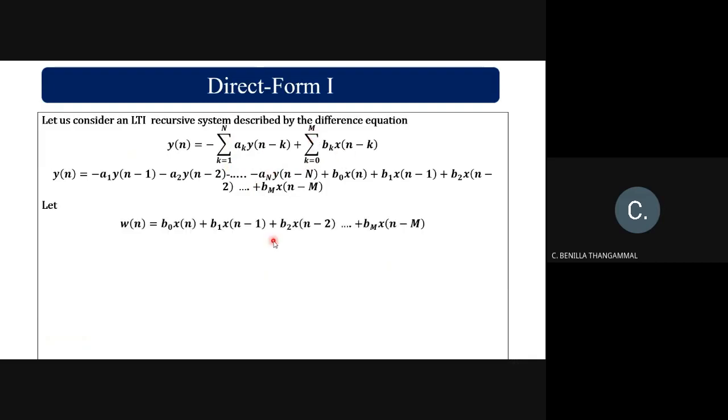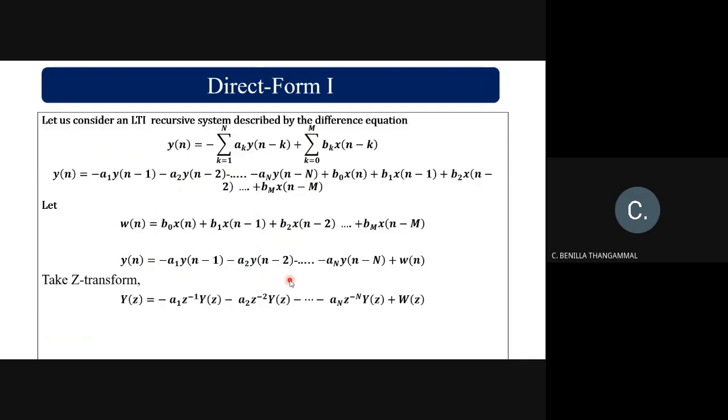After expanding, I'll replace the present and past input terms with a temporary function w of n. That is, b naught x of n plus b1 x of n minus 1 till bm x of n minus m. Then I'll replace this lengthy expression by w of n. This input equation is w of n. So y of n equals minus a1 y of n minus 1 minus a2 y of n minus 2, and it goes on, plus w of n. Now I got these two equations: w of n is equal to something and y of n is equal to something.